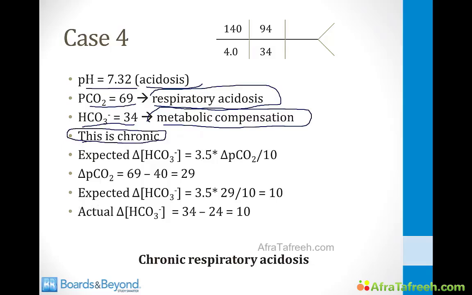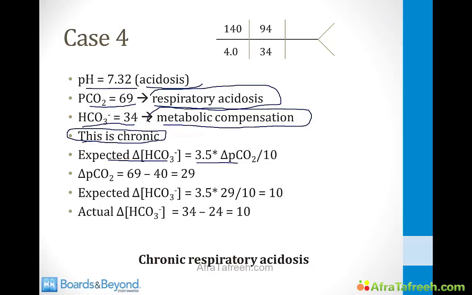They describe this patient as a man with long-standing COPD. So we believe this is a chronic respiratory acidosis, so we're going to use the chronic compensation equations that I talked about in the other modules. For chronic respiratory acidosis, the expected change in bicarbonate is 3.5 times the change in PCO2 over 10.